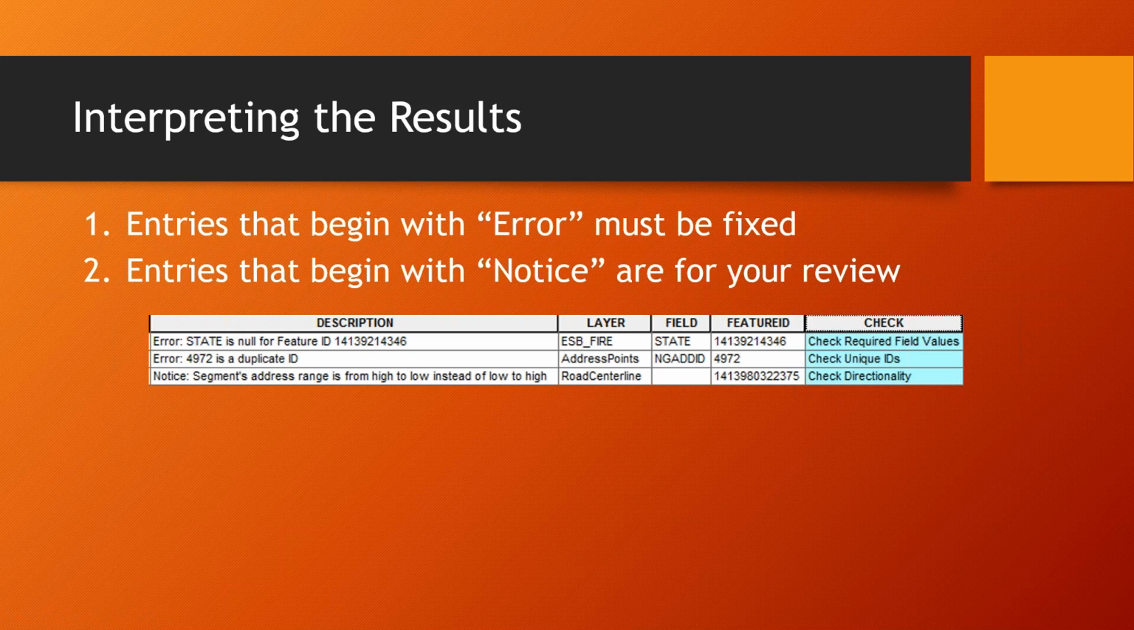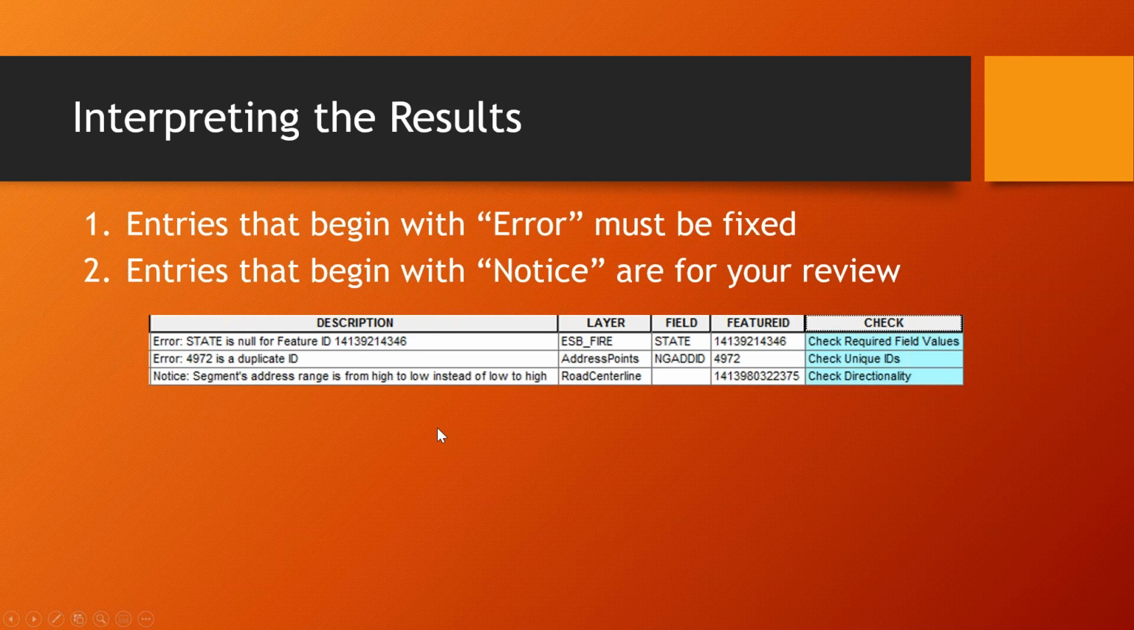So this is the results table. And when you are interpreting the results table, know that entries that begin with an error have to be fixed. Can't do a submission with those in there. And entries that begin with notice are just for your review.